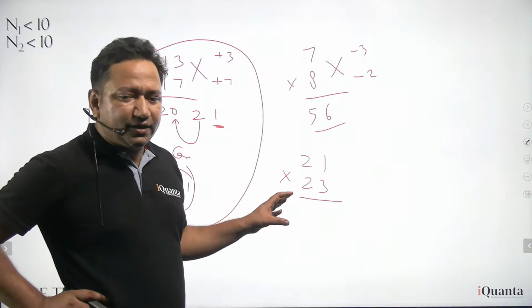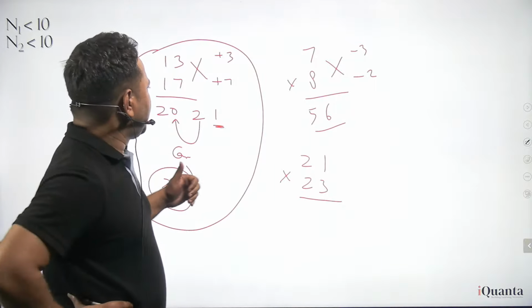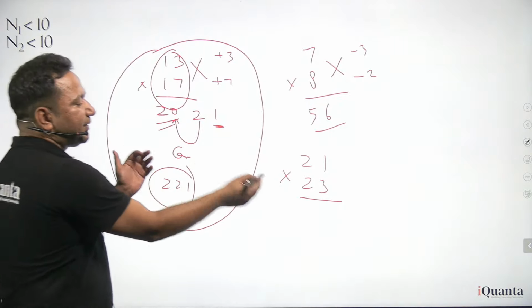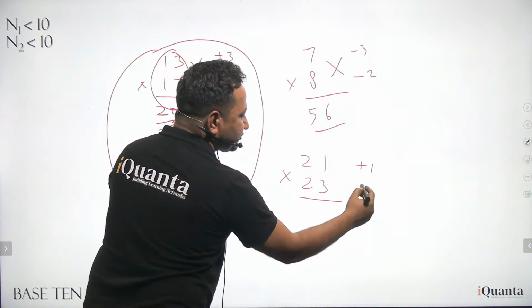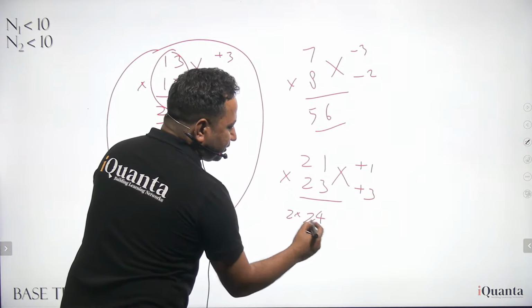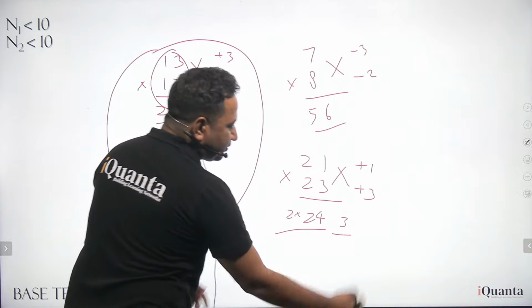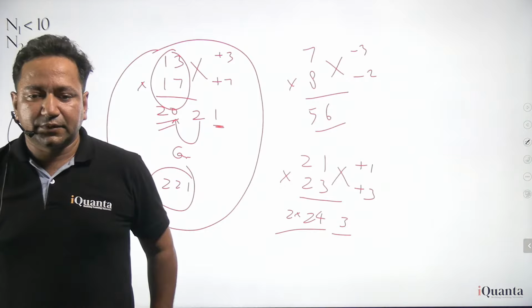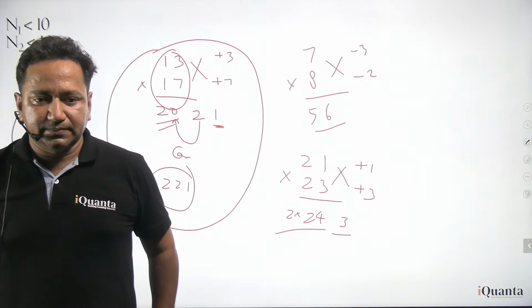21 and 23. It's very similar to the base 200. So whatever we do for base 10, we just need to multiply this part by 2. That's it. Plus 1 and plus 3. Just add them up. You get 24. And multiply this thing by 2. And that's all. Your life is easy. Right? So you'll get 483. Very good.